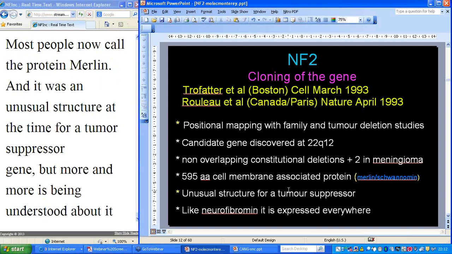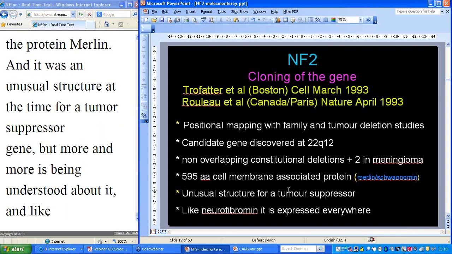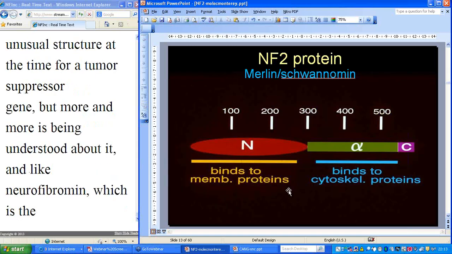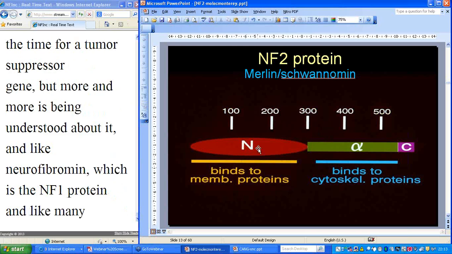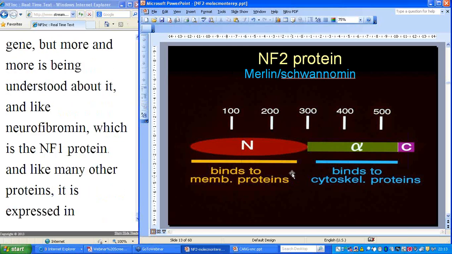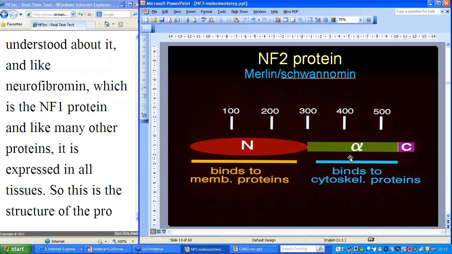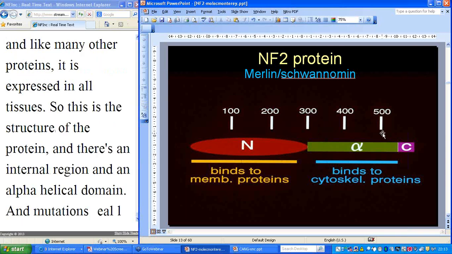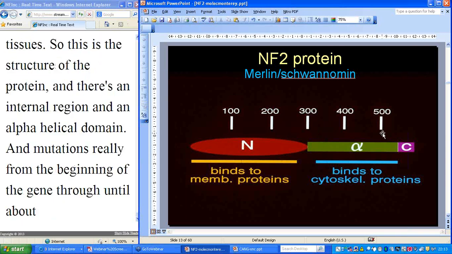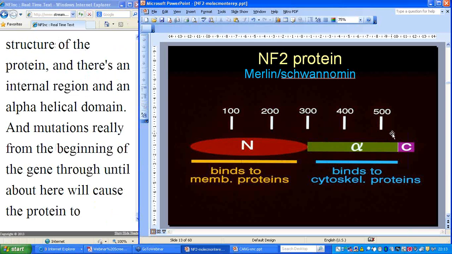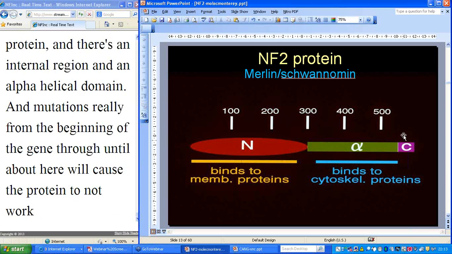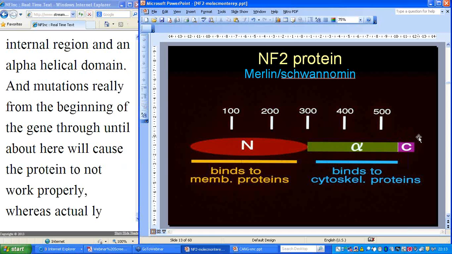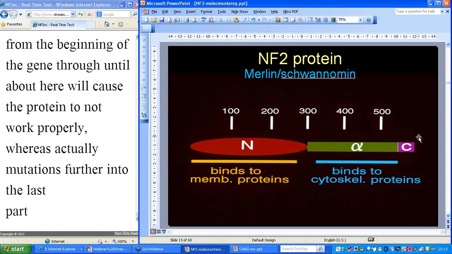And like neurofibromin, which is the NF1 protein, and like many other proteins, it is expressed in all tissues. So this is the structure of the protein, and there is what's called an N-terminal region and an alpha helical domain, and mutations really from the beginning of the gene through until about here will cause the protein to not work properly, whereas actually mutations further into the last part of the gene appear not to occur, or if they do occur, are probably harmless.